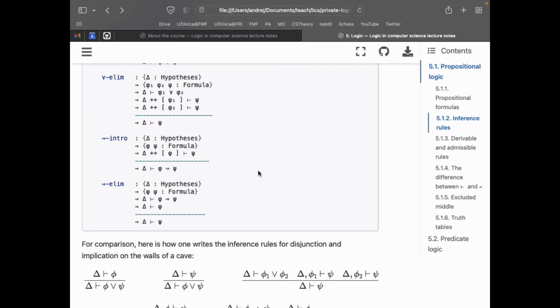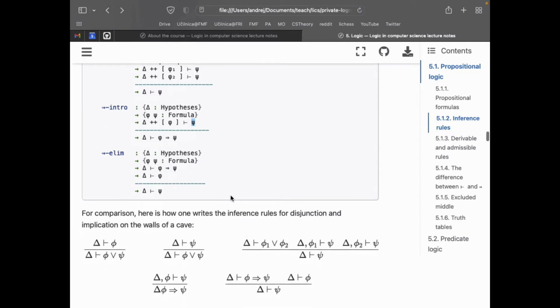The implication is, I think, less mysterious. How do you prove an implication? Phi implies psi. Well, you assume phi. So you put it among the hypotheses, and then you get the conclusion. You have to prove psi, the consequent.